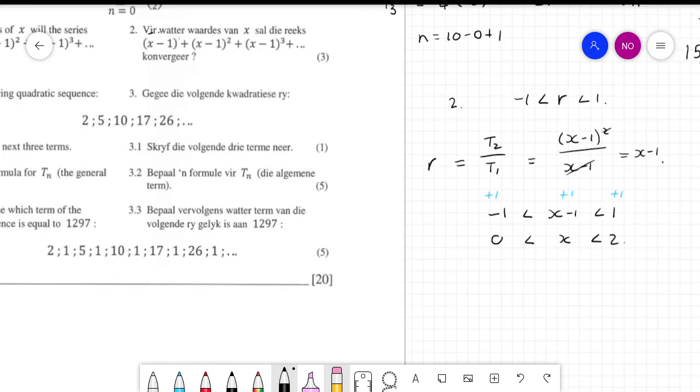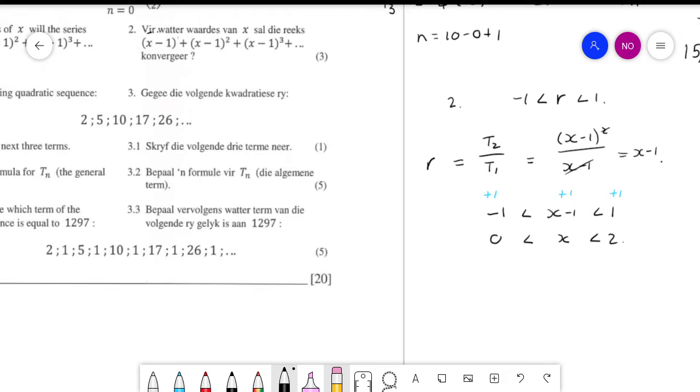Goed. Nou sê hulle vir jou gegee die volgende kwadratiese ry. 2, 5, 10, 17, 26. So let's do it.